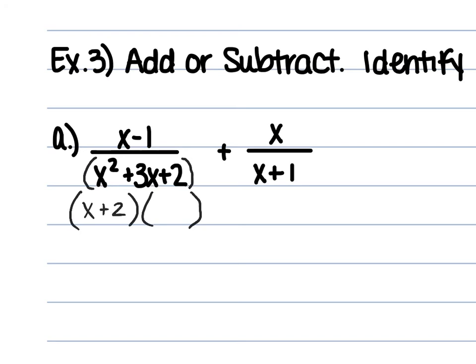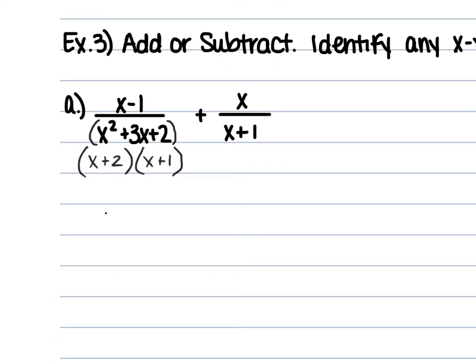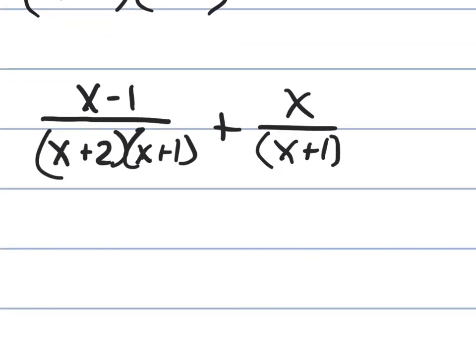x plus 2, x plus 1. So on the left, we have x minus 1 over x plus 2, x plus 1, plus x over x plus 1. You know what? They're not so far off from each other, are they? I mean, they're actually pretty similar. What is the one on the right missing? It's missing an x plus 2.